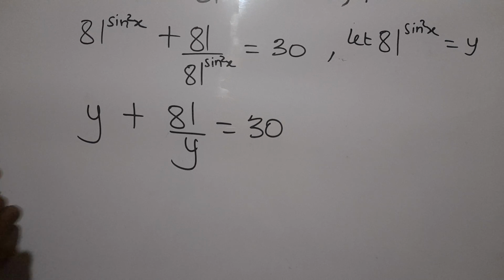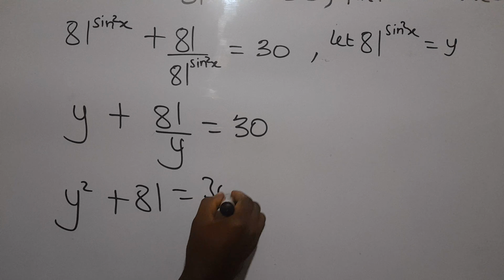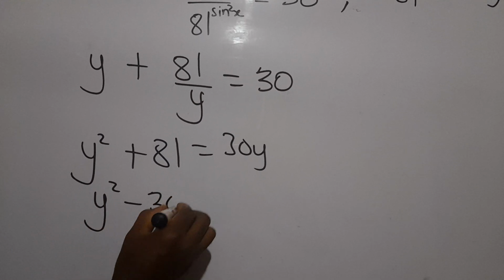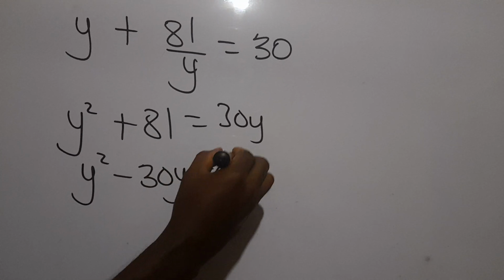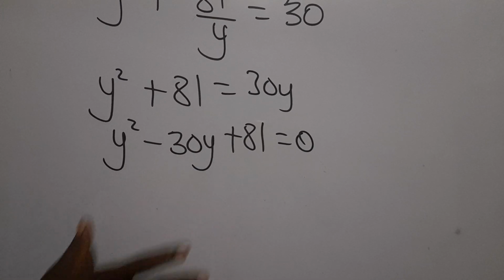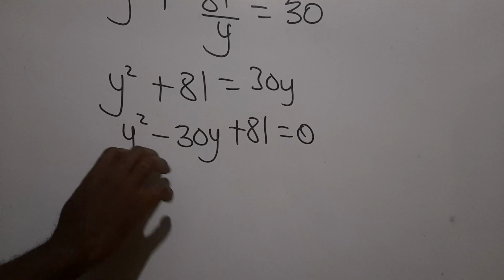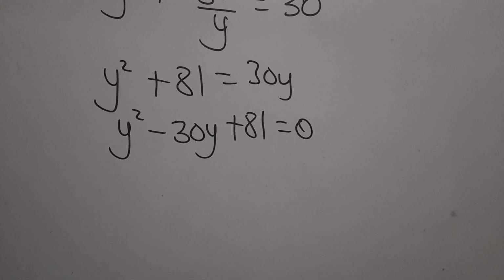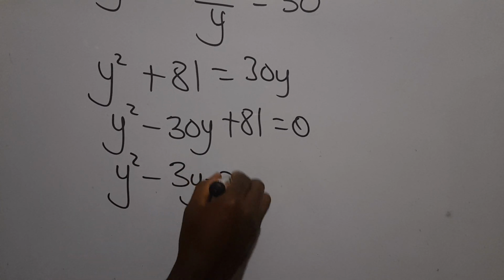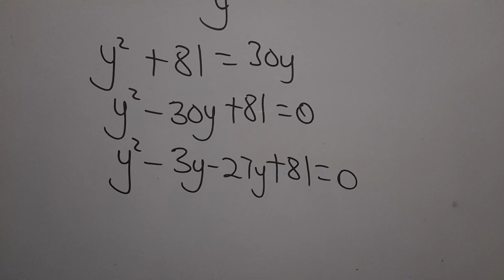Now we'll multiply through by y. So we have y squared plus 81 equal to 30y. We can say y squared minus 30y plus 81 is equal to 0. Now, the factors of 81 which add to give negative 30 and multiply to give 81 are negative 3 and negative 27. So we say y squared minus 3y minus 27y plus 81 should be equal to 0.